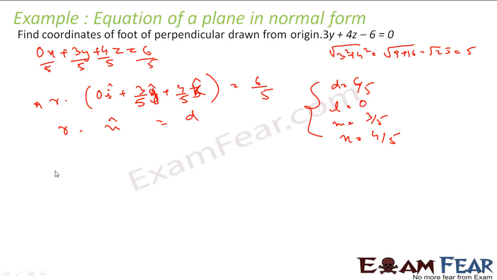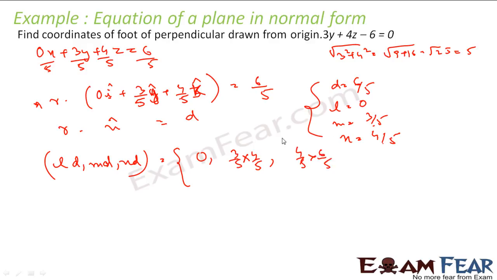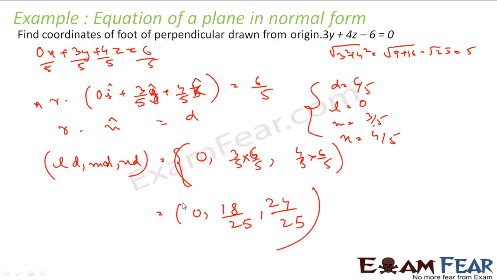I have to find the coordinates, so the coordinates are ld, md and nd. What is ld? 0 into d, 0. What is md? 3 by 5 into 6 by 5. And what is nd? 4 by 5 into 6 by 5. Sorry, d is 6 by 5. So with this you get the points as 0, 18 by 25 and 24 by 25. These are the coordinates of the foot of the perpendicular.